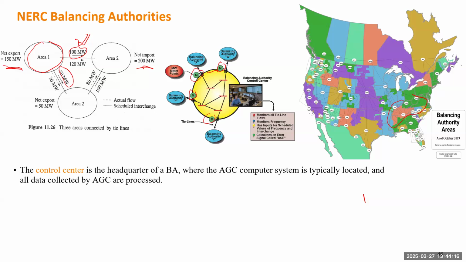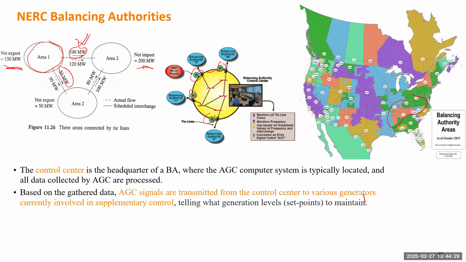The control center is the headquarters of each balancing authority, where the AGC computer system is located. All data collected by AGC are processed in the control room through the EMS system. Based on the data, the AGC signals are transmitted from the control center to the generators involved in the AGC function, so they can decide the set point to maintain the generation level.